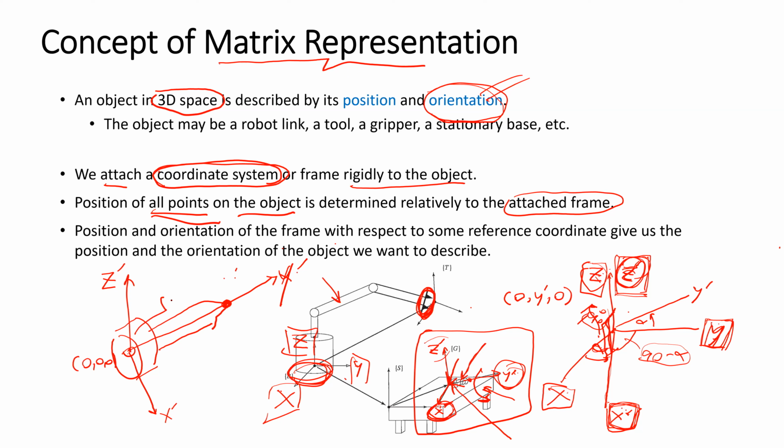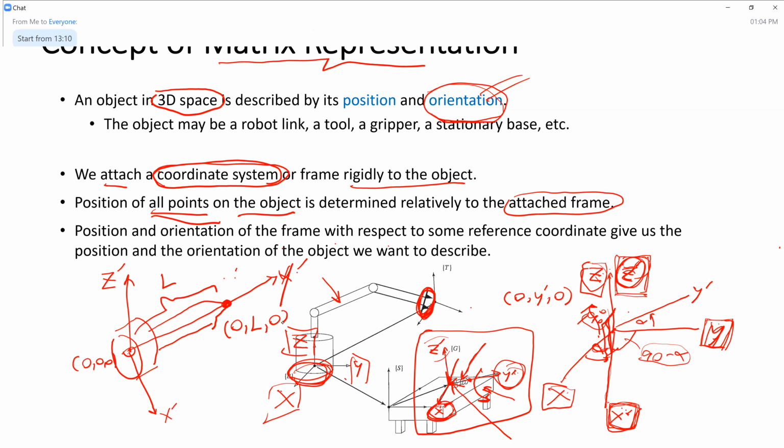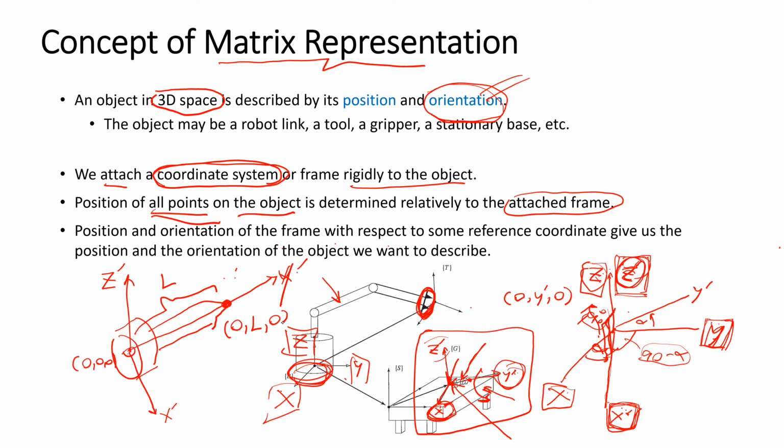If the screw has the length of L, so at this point, the position of the tip will be 0, L, and 0, right? Yes, 0 L 0. That's better. Okay, so 0 L 0. Correct.